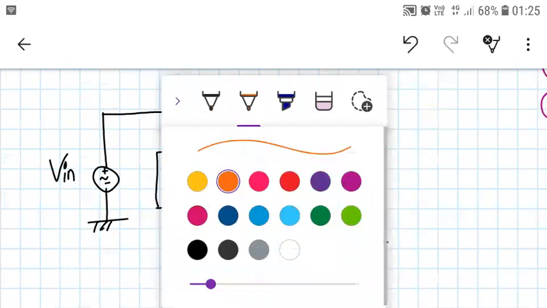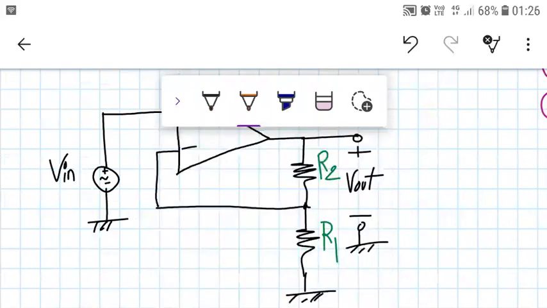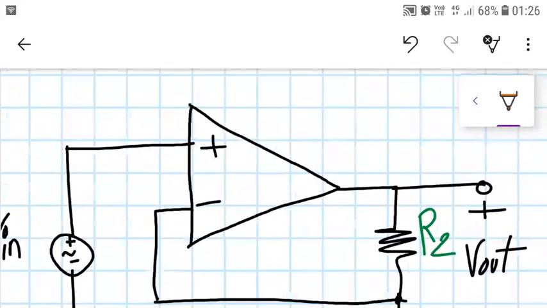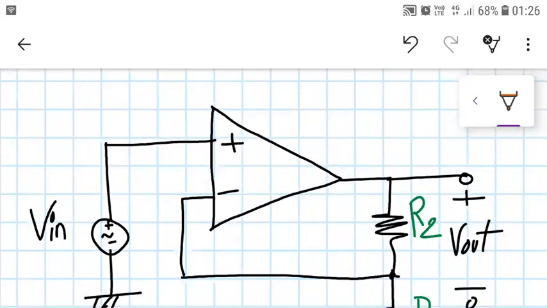Let me select the color of my pen as orange. Okay, so let me start. Here, let me mark V plus and V minus. So this is my V plus and this is my V minus terminal. What we can see is that this voltage V in reaches this V plus terminal. Since there is no current flowing through the op-amp input terminal, this I plus is equal to 0. So V in will reach the V plus terminal. This is my step number 1.